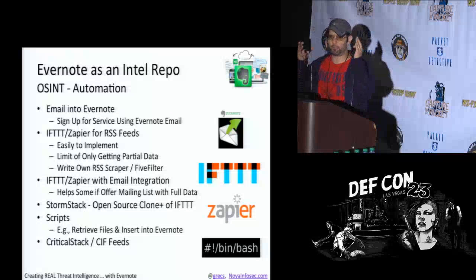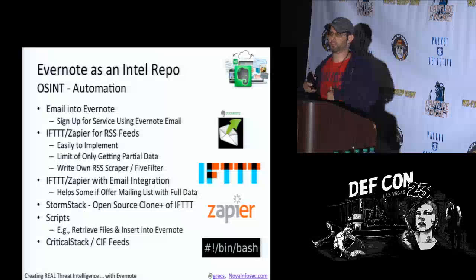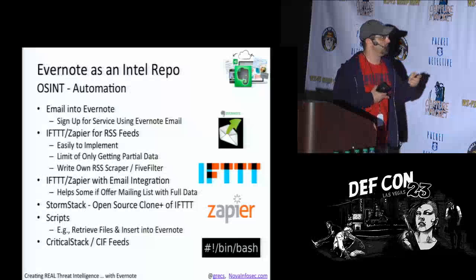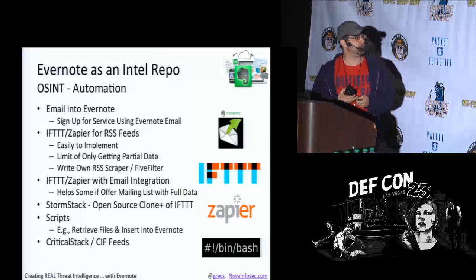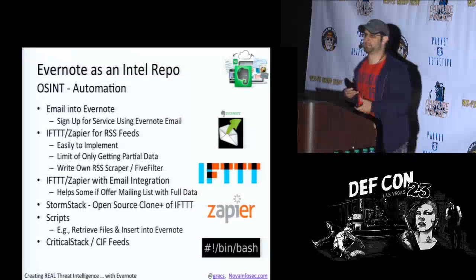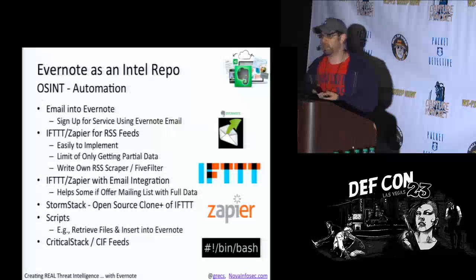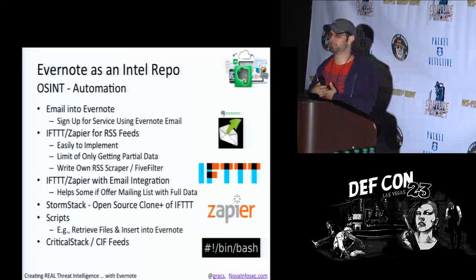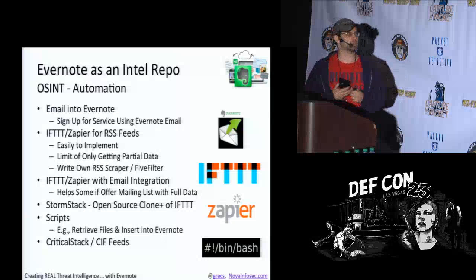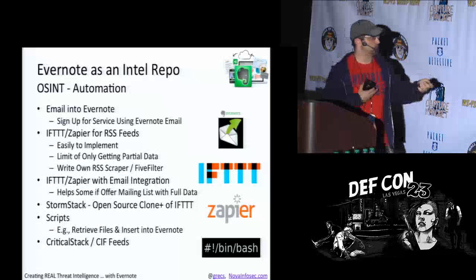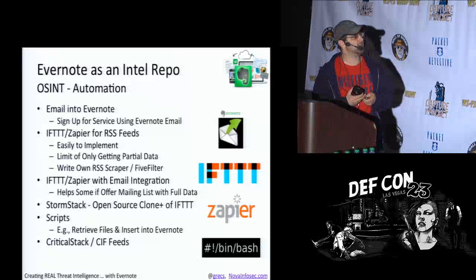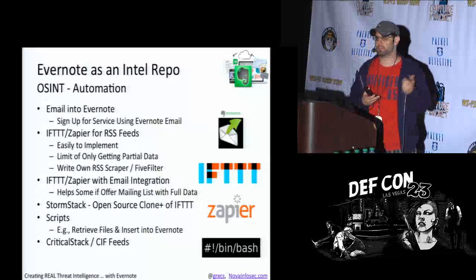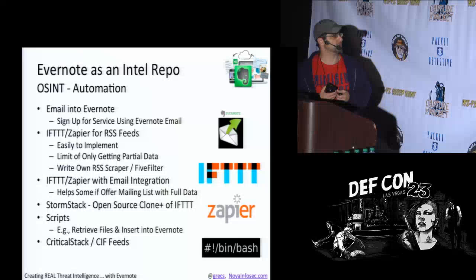And what they'll do is take partial RSS feeds and turn them into full RSS feeds. So, If This Then That and Zapier both have email integration. If you subscribe to a mailing list, you could say, whenever something comes into my inbox from this mailing list, add a note for it in Evernote too. StormSack, I haven't really played with it, but I heard if you want to do something in-house, it's an open source clone that gives you If This Then That sort of capability.